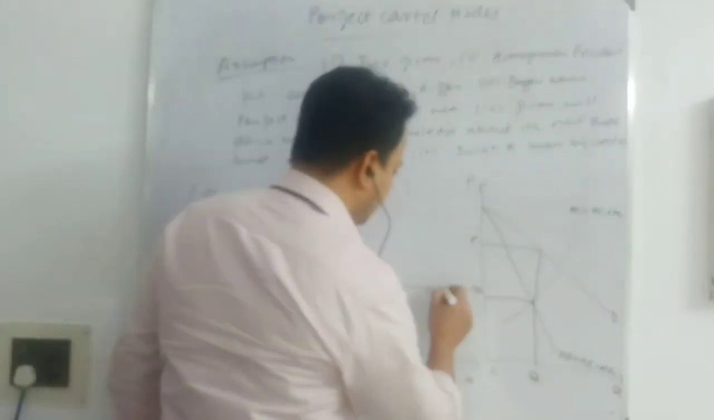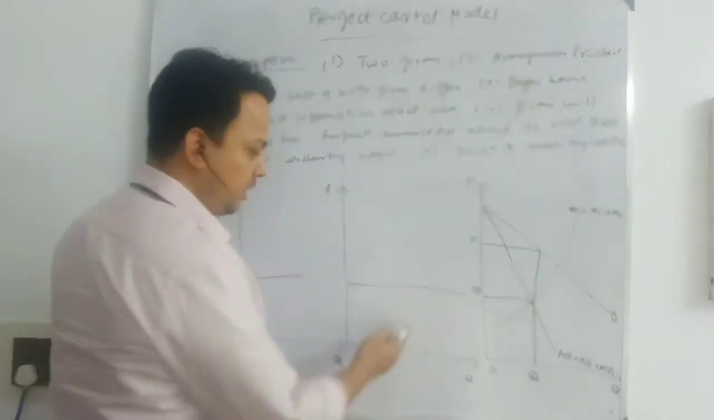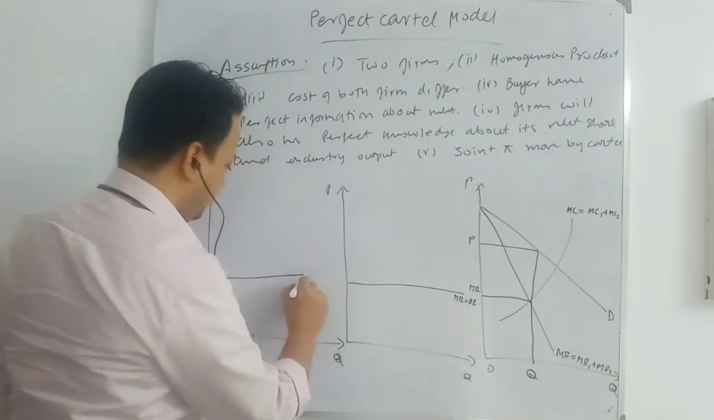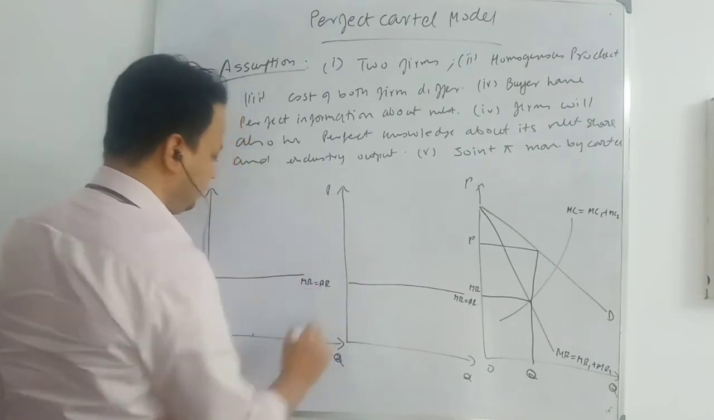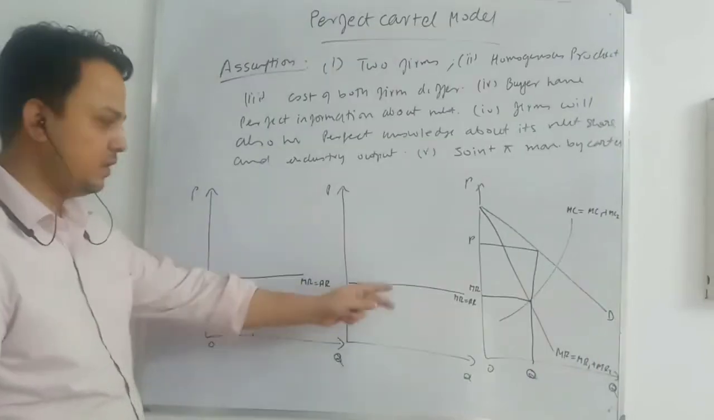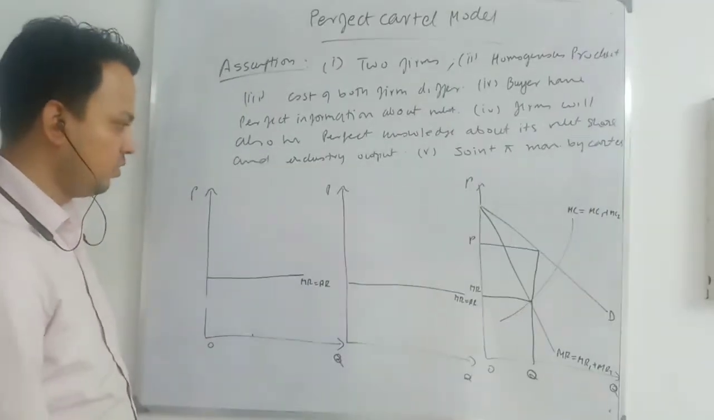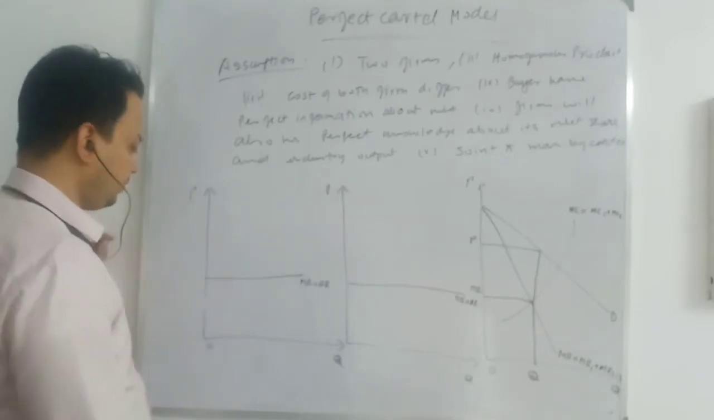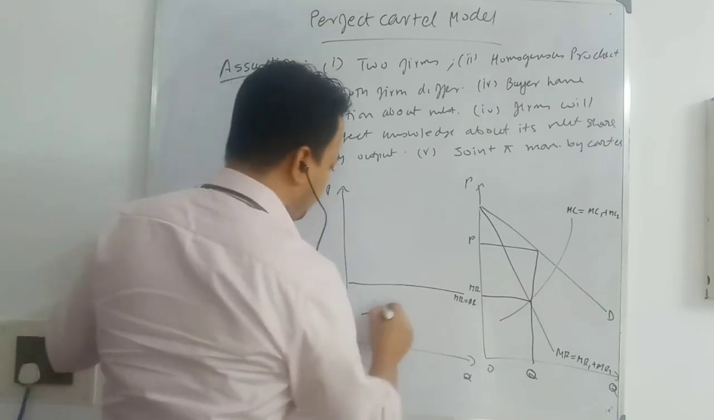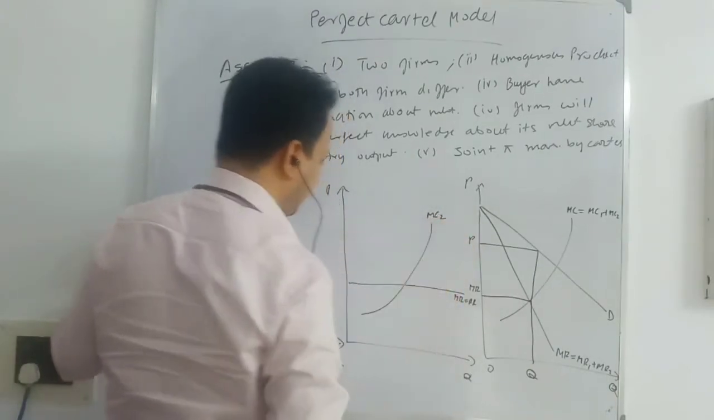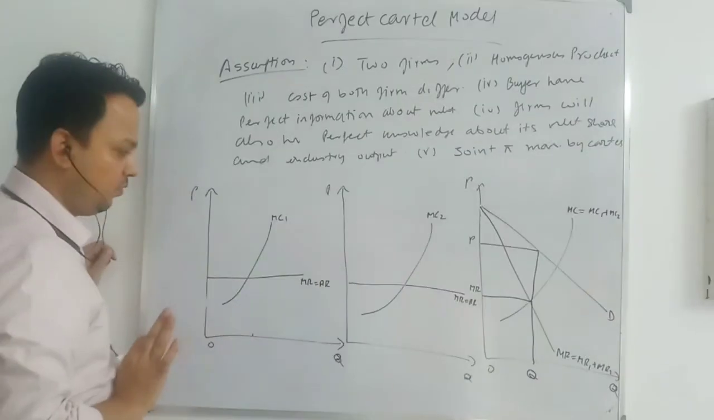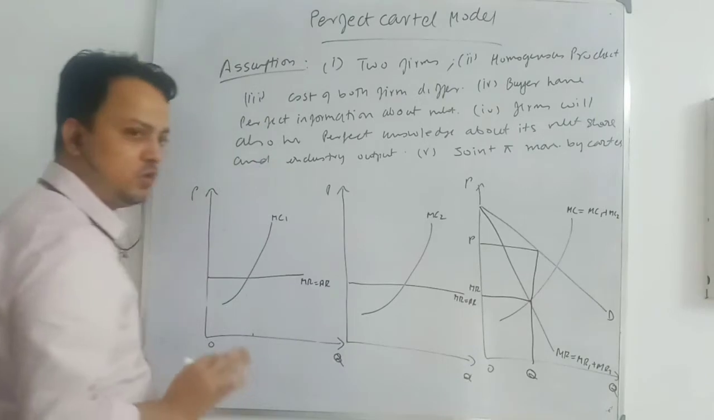So when your marginal revenue is horizontal, parallel to the x-axis, it will be equal to AR. MR equal to AR. This thing we have done many times, so I'm not going into that. Now, this is the marginal cost of firm 1, and this is the marginal cost for firm 2. MR equal to MC condition: this much output will be produced by firm 1 and this much output will be produced by firm 2.